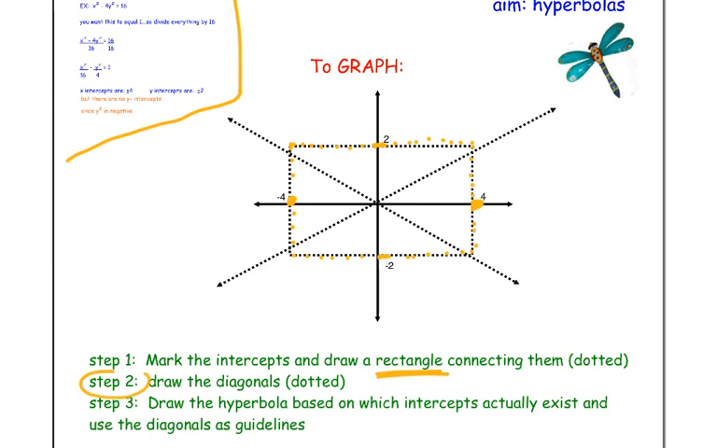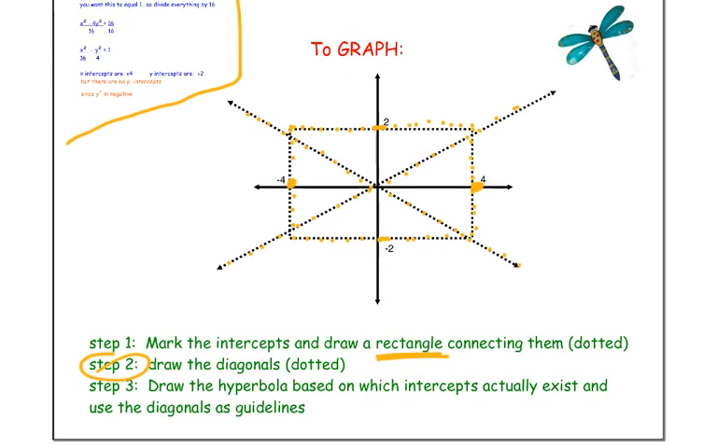Okay, so now we're on step 2. We're going to draw diagonals from one corner to the other of the rectangle. Mine are a little bit off just because I was trying to use the iPad, but yours should be really good. So I'm going to go from one corner of the rectangle to the other. And again, we're making it dotted. Okay, and you want to extend out. So that's what I have here so far.